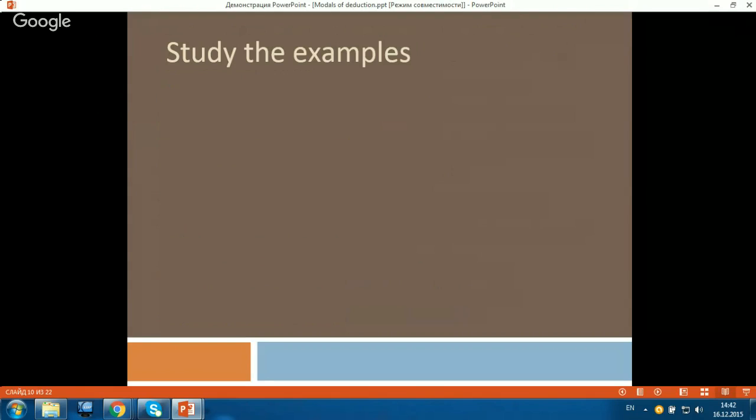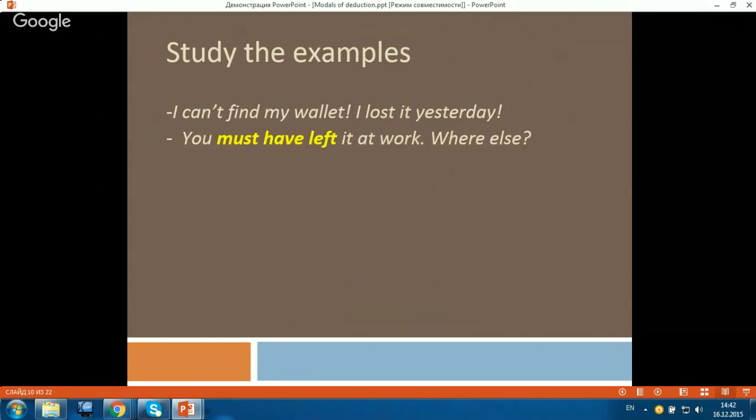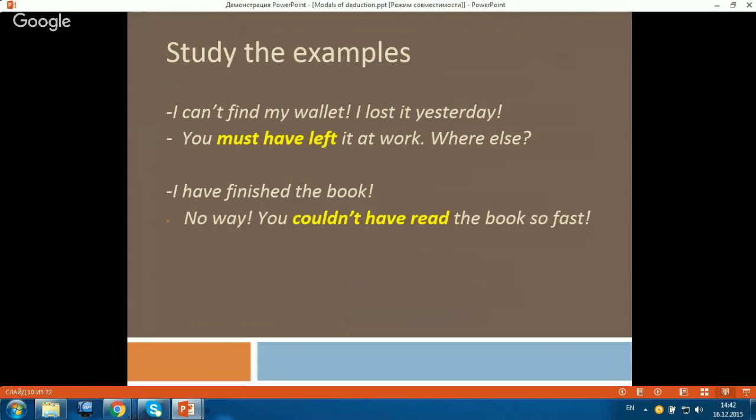Let's study some examples, guys. I can't find my wallet. I lost it yesterday. You must have left it at work. Where else? I have finished the book. No way. You couldn't have read the book so fast. I don't believe you.